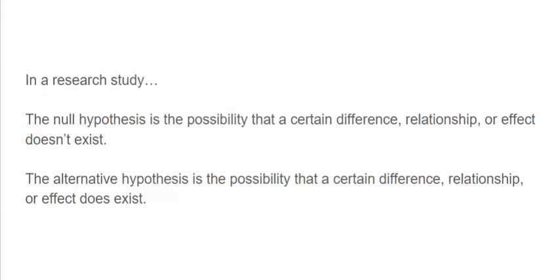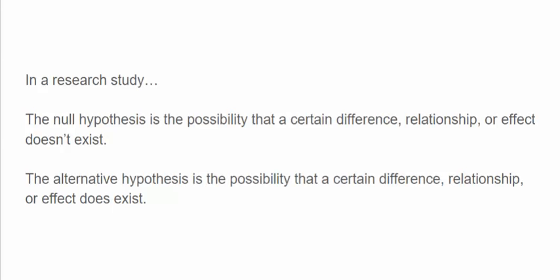So in this part of the video, we'll continue our discussion of hypothesis testing, and we'll begin to talk about how a real hypothesis test actually works in a real data collection situation. So in a real data collection situation or a research study, the null hypothesis is the possibility that a certain difference, relationship, or effect doesn't exist. In other words, nothing is happening. And the alternative hypothesis is the possibility that some difference, relationship, or effect does exist.